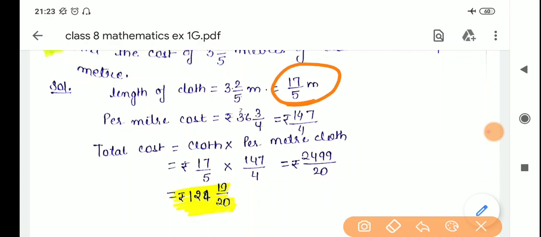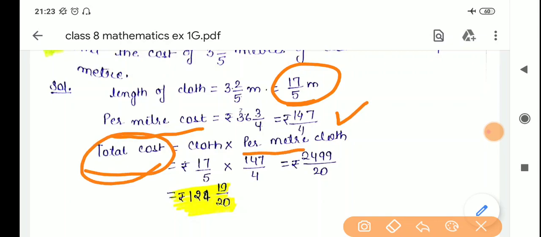Then what is the cost per meter, मतलब 1 मीटर क्लोथ का क्या कॉस्ट है, that is 36 rupees 3 by 4 is equals to 147 by 4 rupees. ठीक है? तो टोटल कॉस्ट अगर निकालना है तो what is the total length multiply by the cost of 1 meter. ठीक है? क्लोथ मल्टीप्लाई बाय पर मीटर क्लोथ. तो 17 by 5 multiply by 147 by 4.